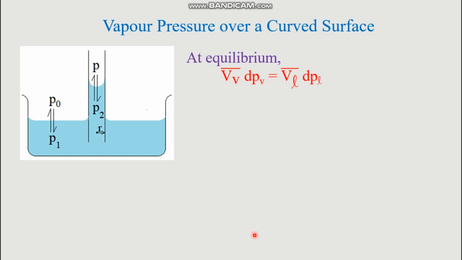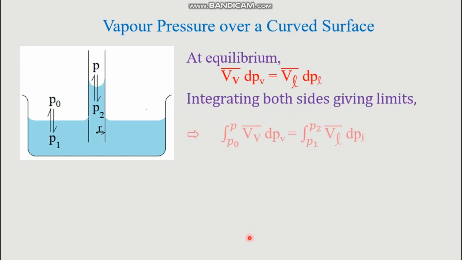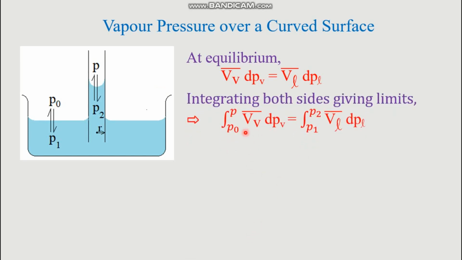Okay. So let's integrate both sides giving limits. Look, in the vapor phase, lower limit is P0, upper limit is P. In the liquid phase, lower limit is P1, upper limit is P2.